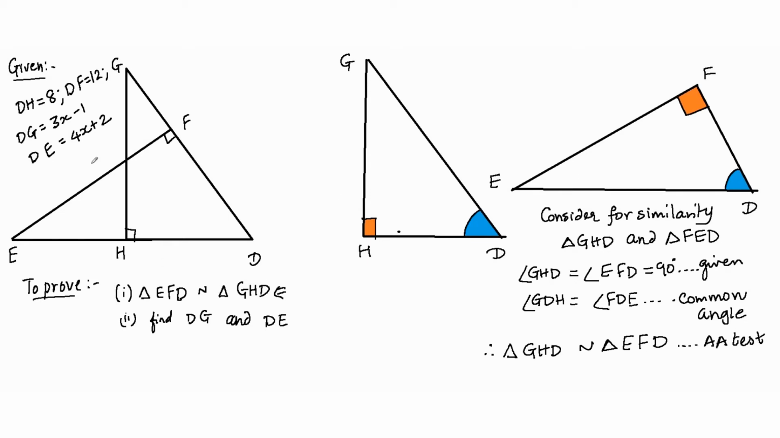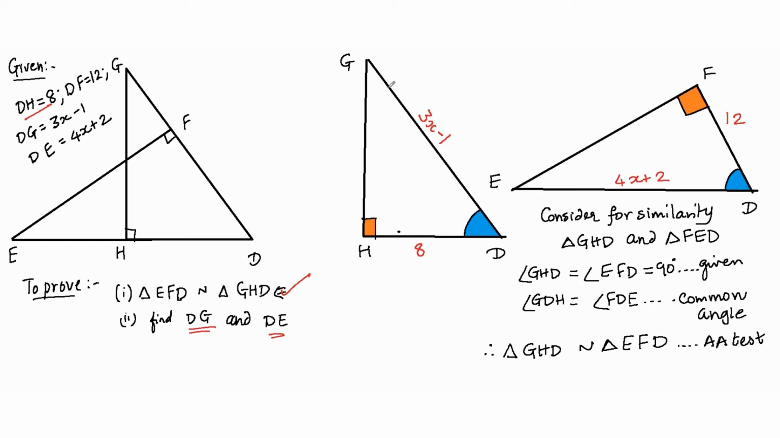And now let us mark the parts which are equal. It's given that DH equals 8. So the first part is proven. Now for the second part, we have to find DG and DE. So let's mark the parts which are given. DH equals 8, then DF equals 12. That is also given to me. Then DG is 3x minus 1, and DE is 4x plus 2, right?